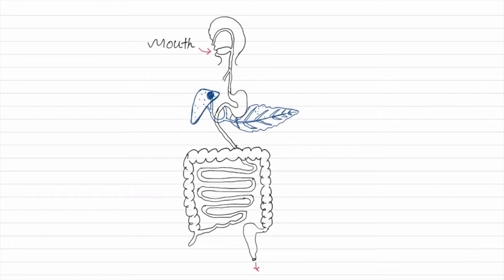And the parts related to the digestive system are the buccal cavity, pharynx, larynx, esophagus, stomach, duodenum, jejunum, and the ileum.